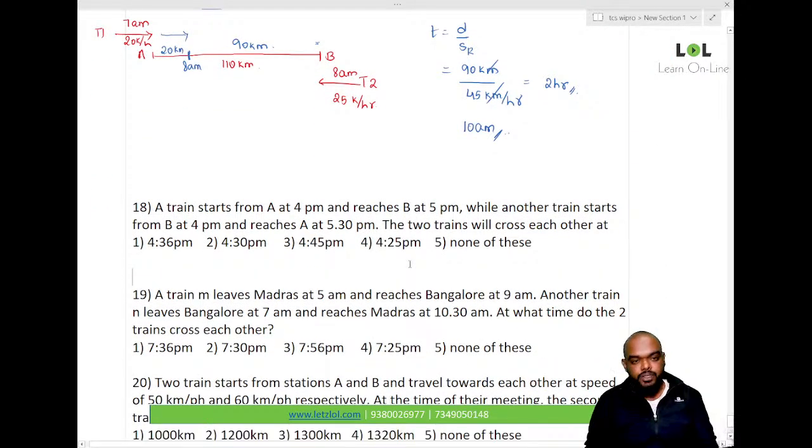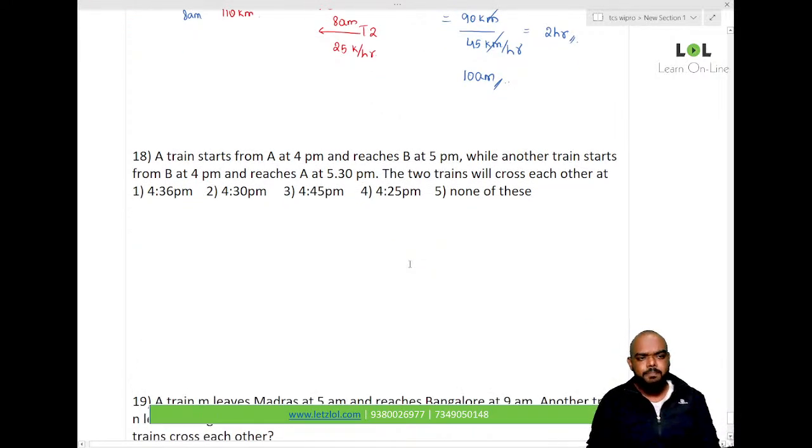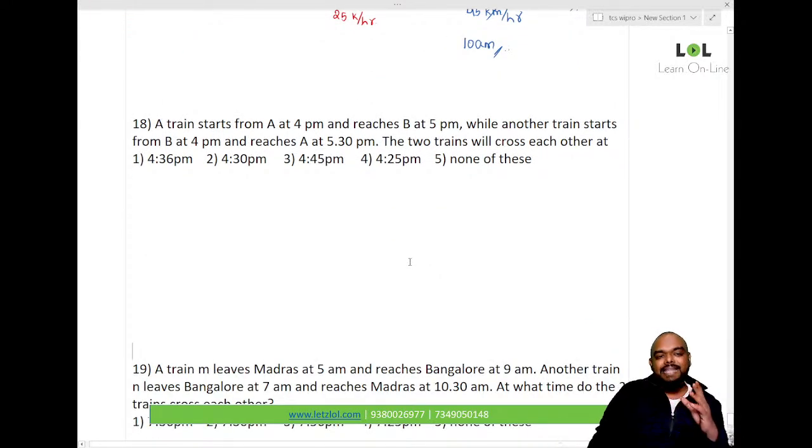A similar type of question, maybe a slight variation. A train starts from A at 4 p.m. and reaches B at 5 p.m. while another train starts from B at 4 p.m. and reaches A at 5:30 p.m. The two trains will cross each other at what time? It is a slightly different one, because here nothing is given, no speeds, no distance, nothing. So let me make you understand the question here first. So there are two points A and B.